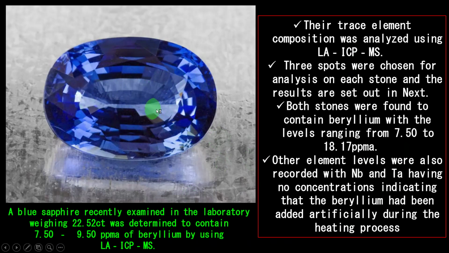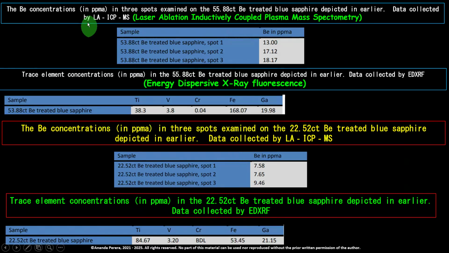This is the 55 carat blue sapphire. A blue sapphire recently examined in the laboratory weighing 22.52 carat was determined to contain 750 to 950 ppm of beryllium by using LA-ICP-MS. This is a very high-priced technology. Then here, the beryllium concentrations in ppma in 3 spots examined on the 55.88 carat, very big blue sapphire. Beryllium-treated blue sapphire depicted in earlier data collected by LA-ICP-MS, laser ablation inductively coupled plasma mass spectrometry.